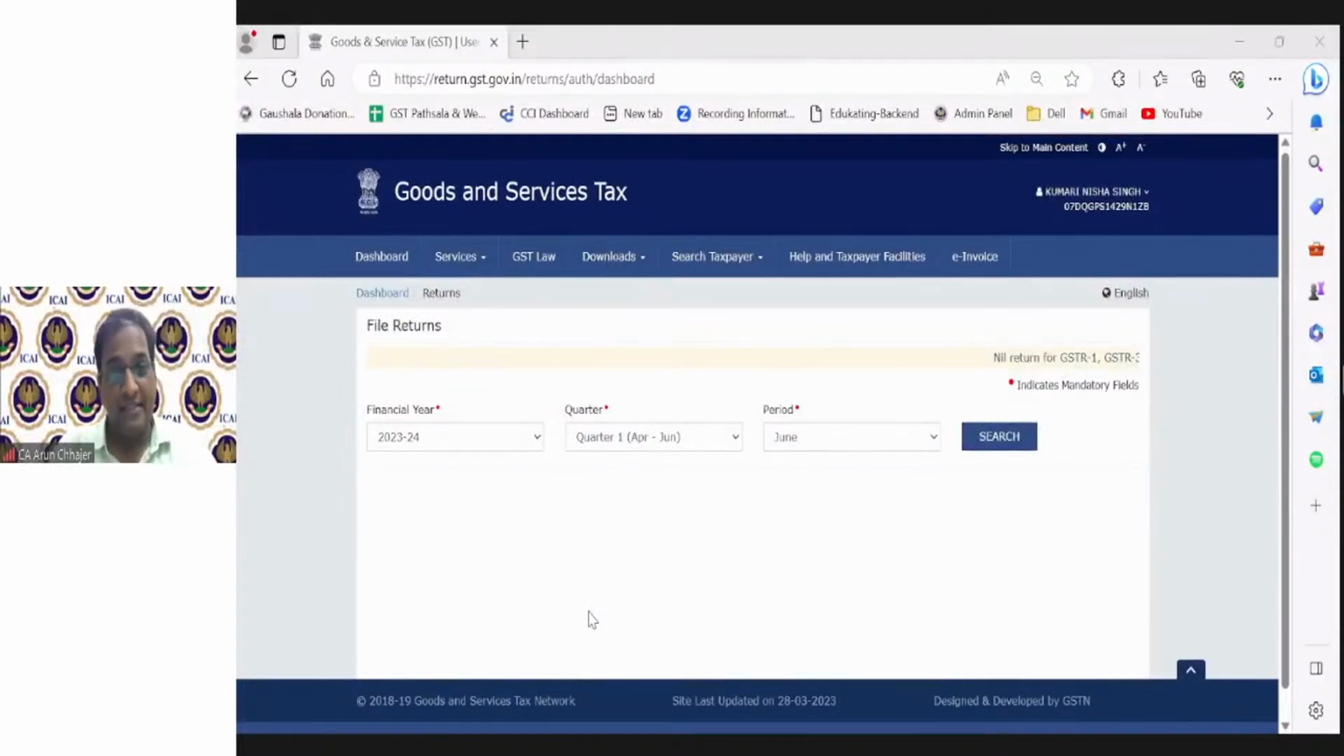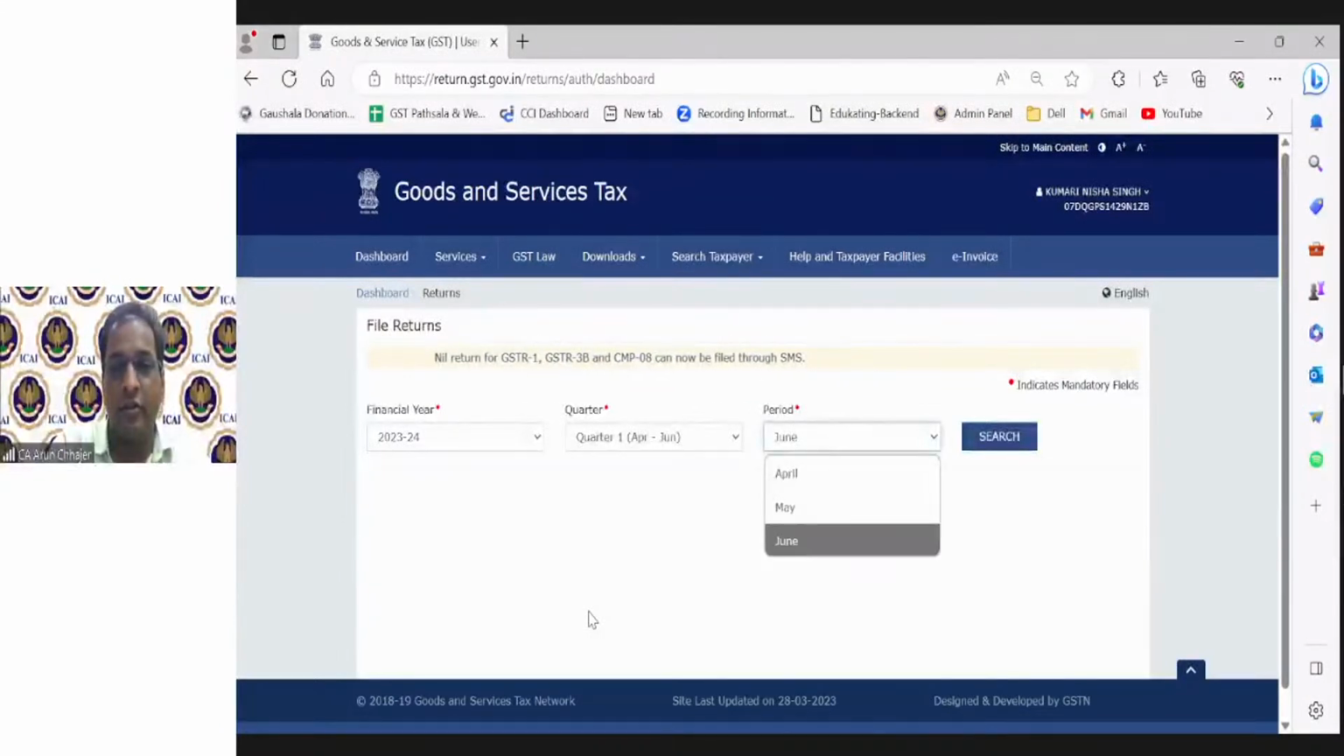Correct. GSTR1 of the supplier, when he reports the supplies to the different customers, then in the respective customer's GSTR2B it will appear as a purchase. And is it required? The answer is yes. This is one of the conditions: the transaction should appear in the GSTR2B, then only you can take the ITC.